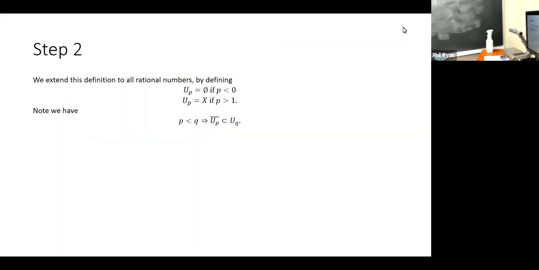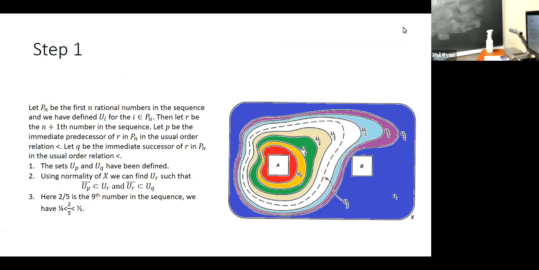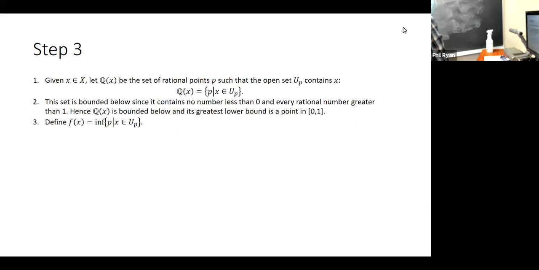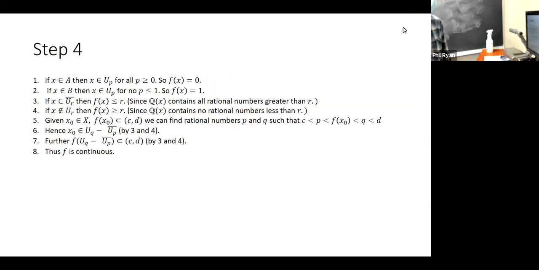Again, just go ahead and look at our picture here. Actually, everything within the red space here is going to be in all the U_p for p greater than 0. So f of x is 0 for x in A. What happens if x is in B?